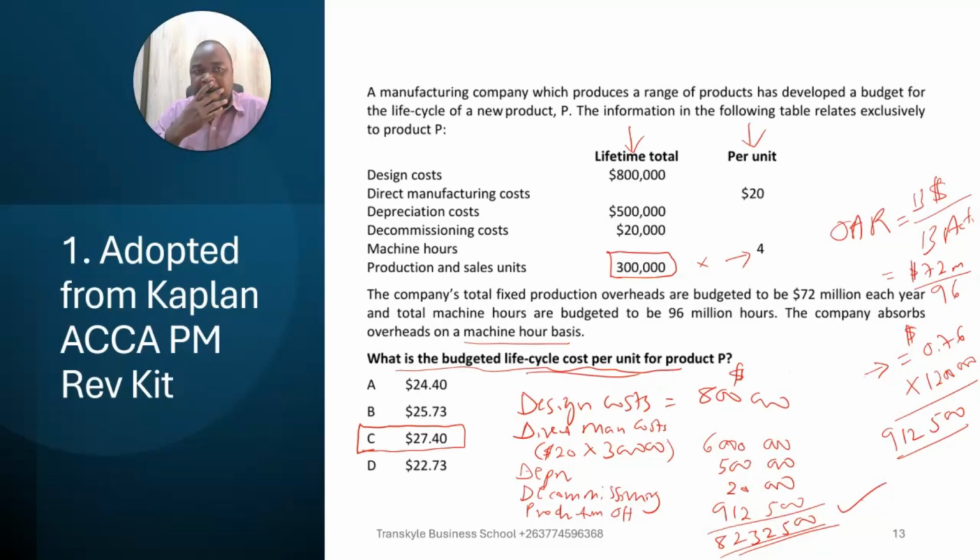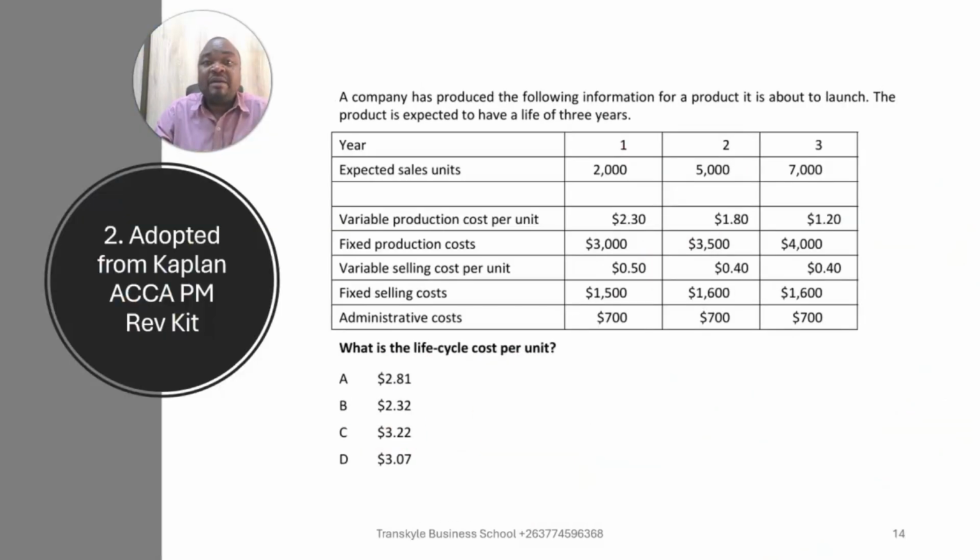All right, let's proceed. A company has produced the following information for a product it is about to launch. The product is expected to have a life of 3 years, right? So year 1, year 2, year 3. Expected sales 2,000, 5,000, 7,000.